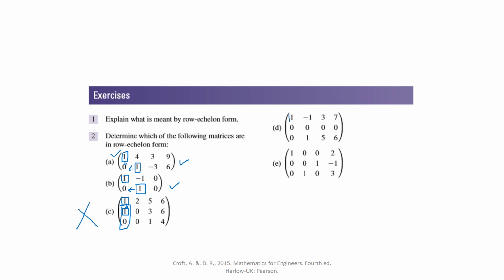Yes, what about this one? This is a leading one, yes, all elements under it 0, and it does not have a leading one, okay. But what about this leading one? Is it a leading one? No, because on it this row should have a leading one, which should come to the left above this leading one. So this is not a leading one, this is not echelon.